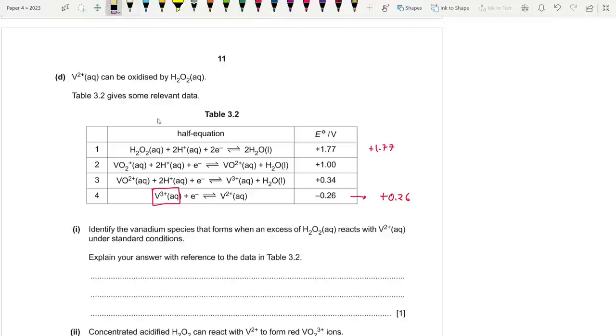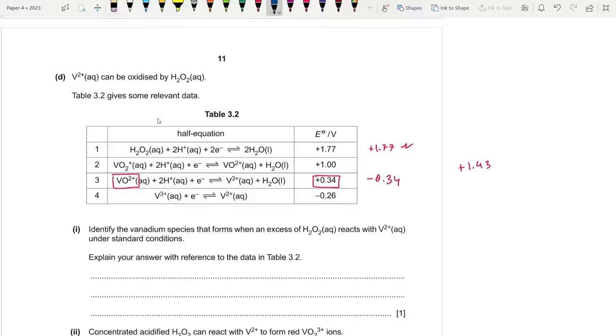We have access to this now. Now let's try checking the next one. Now V3 plus getting oxidized to VO2 plus. That has a reduction potential of plus 0.34. So the oxidation potential will be minus 0.34, and we're still going to take plus 1.77. So plus 1.77 minus 0.34 gives you a value of 1.43. Great, it's still positive, so it's still feasible. So we just ended up with VO2 plus.